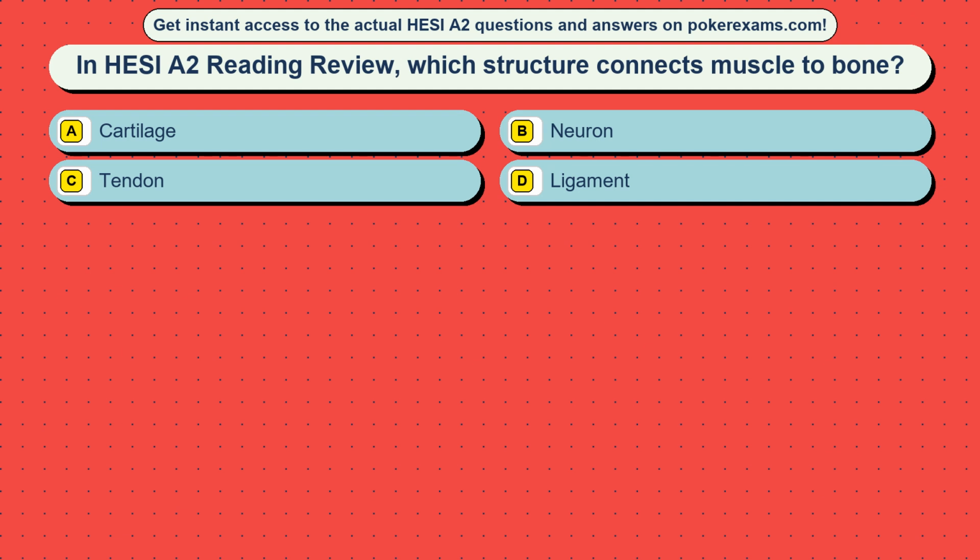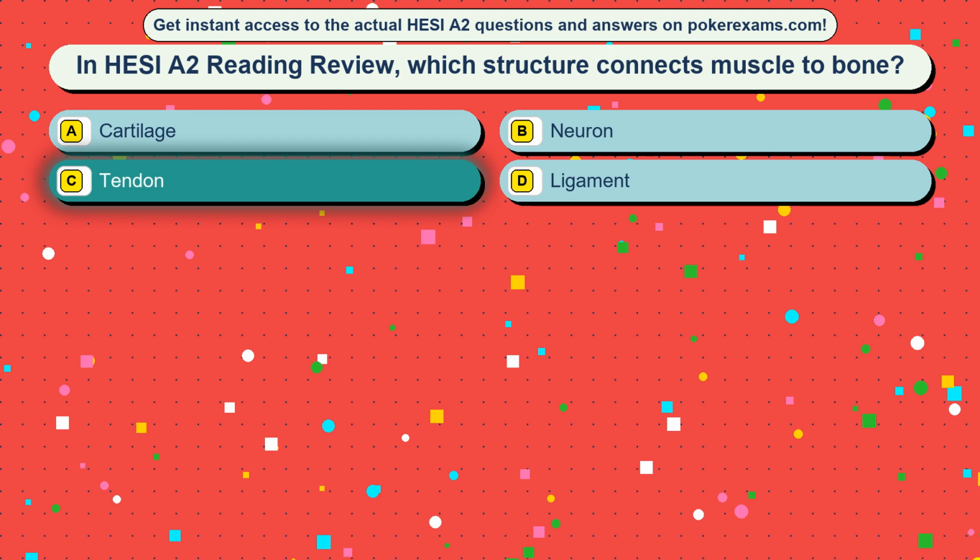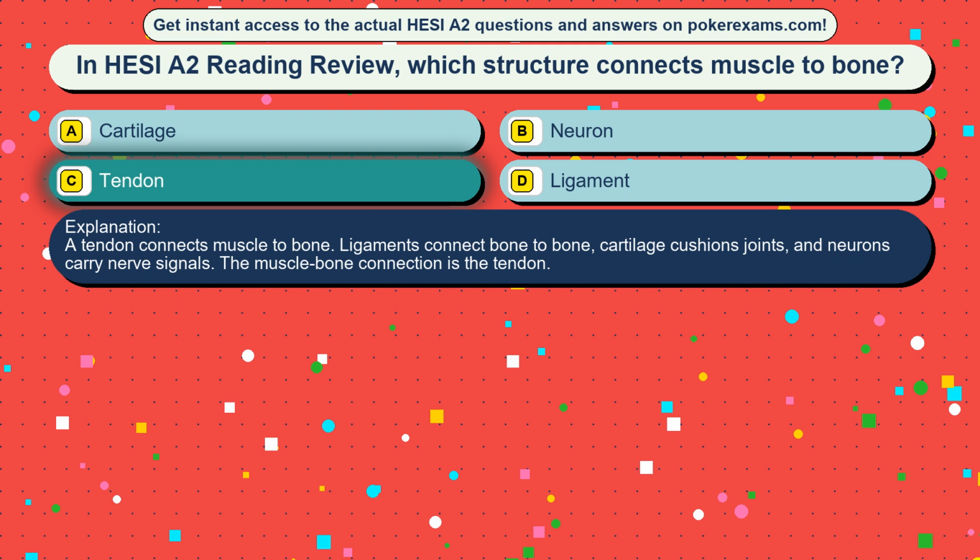Question 3. In HESI A2 Reading Review, which structure connects muscle to bone? Option A, cartilage. Option B, neuron. Option C, tendon. Option D, ligament. The correct answer is option C, tendon. A tendon connects muscle to bone. Ligaments connect bone to bone. Cartilage cushions joints, and neurons carry nerve signals. The muscle-bone connection is the tendon.